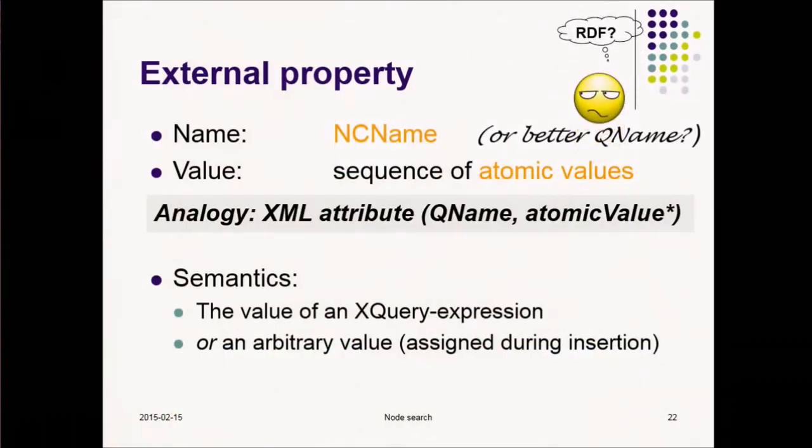One more remark, maybe one should change the constraint on names and allow more generally QNames, because this would enable us to bring RDF into play. And I think external properties might be RDF triples, and I would love to explore this possibility in collaboration with colleagues who are better versed in RDF.